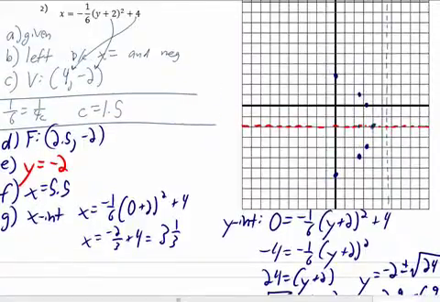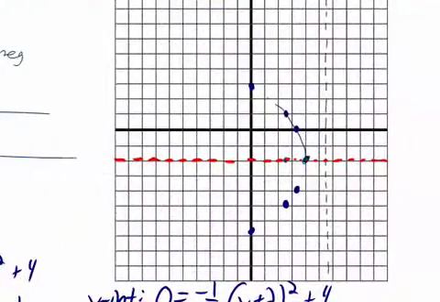So, final step, put your pen on the vertex, go up, go down, and make the most beautiful parabola known to man or woman.